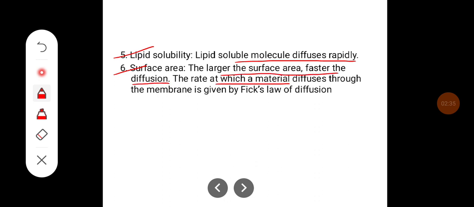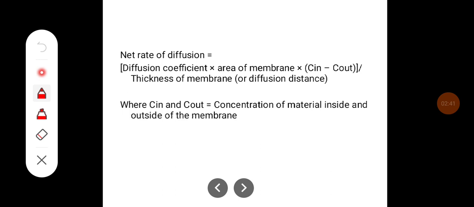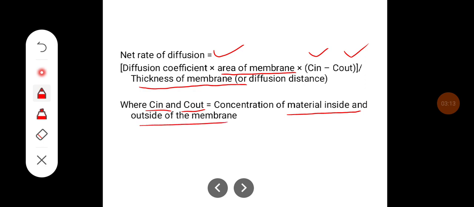The rate at which material diffuses through the membrane is given by Fick's law of diffusion, which tells that the net rate of diffusion is directly proportional to the area of the cell membrane and the difference in concentration of that particular substance inside and outside, divided by the thickness of the cell membrane. Here C in and C out are the concentrations of the material inside and outside the cell membrane.